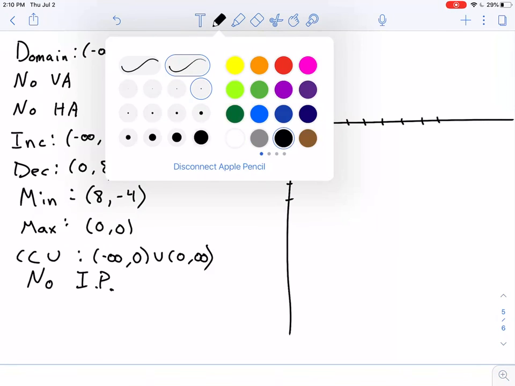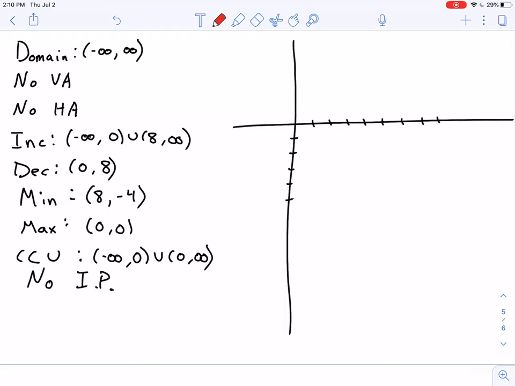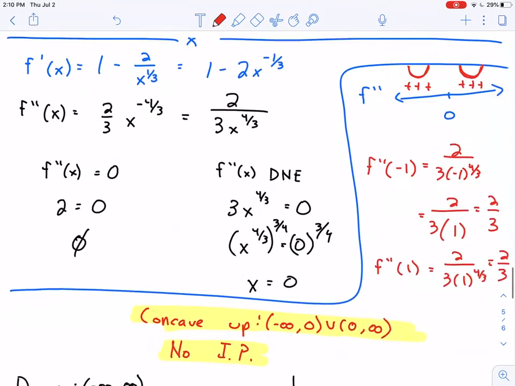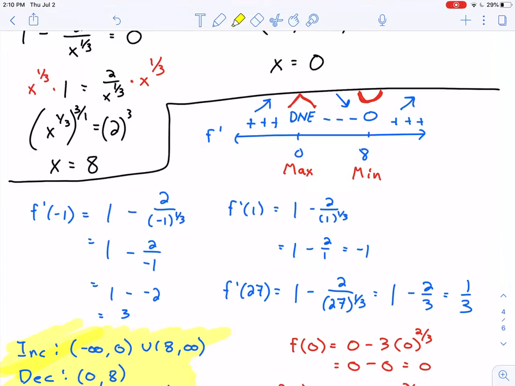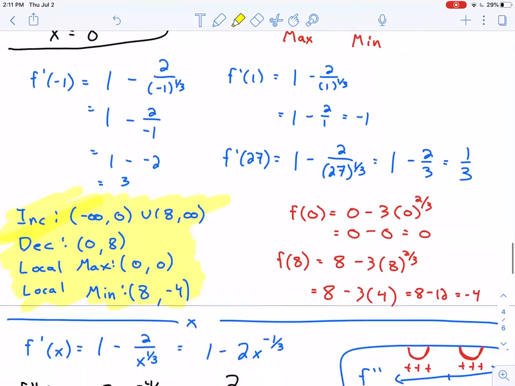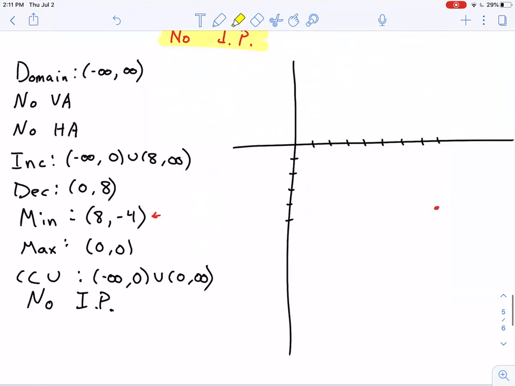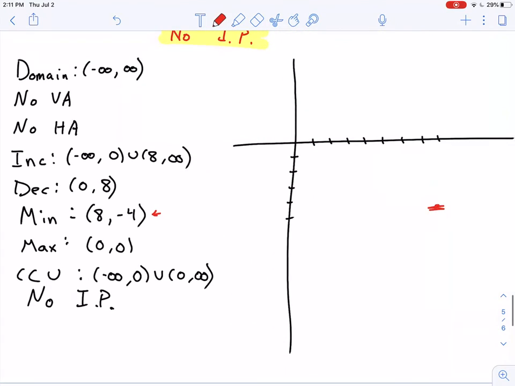So I'm going to jump down to where are my local extrema. So first of all, we had a minimum at 8 comma negative 4. So 8 comma negative 4. Let's say we had a point right about here. Also at 8 comma negative 4, remember, and have your sign chart in front of you if you need to, remember that at 8 we had a derivative of 0. We have that horizontal tangent line there. So I'm going to draw in my horizontal tangent line there.